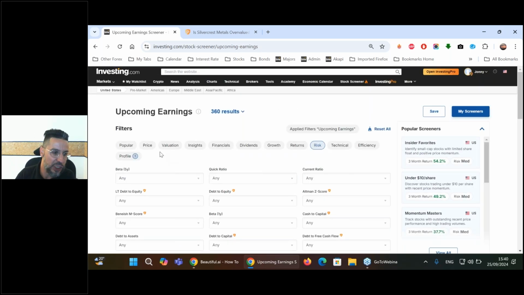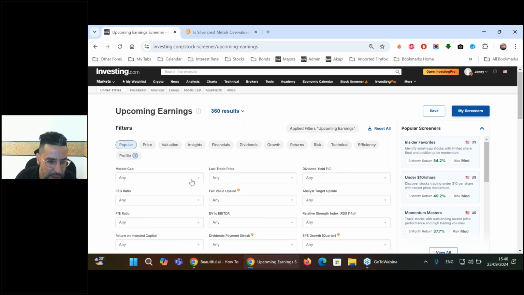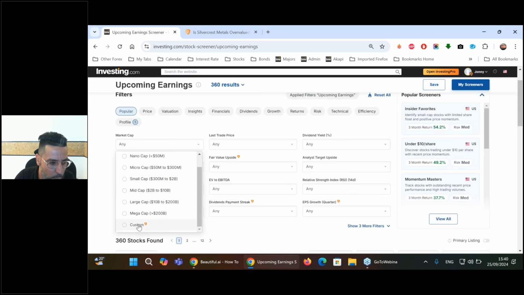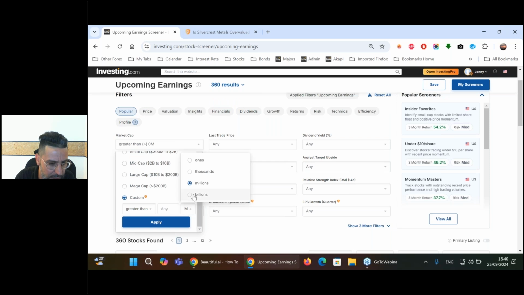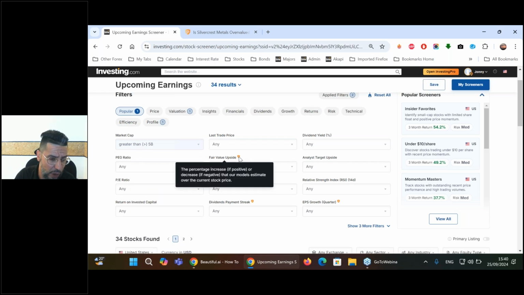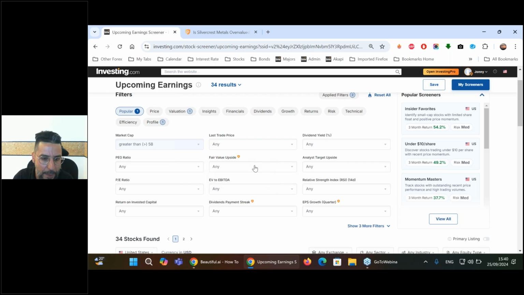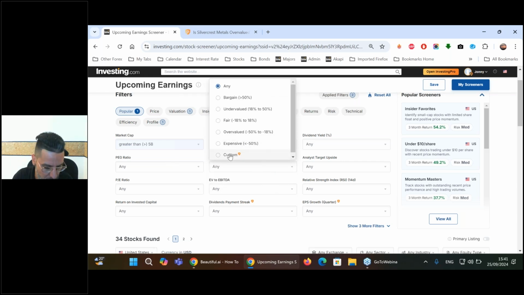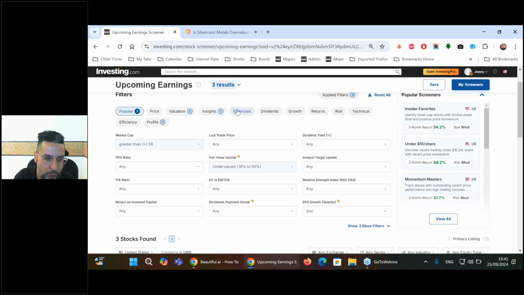360 results here initially. Let me try to narrow that down even a bit more. If I want to take a look at companies with a 5 billion market cap at least, in addition to fair value upside, the P right here shows that this is an Investing Pro feature. But sometimes it's just worth the money. Undervalued, 18 to 50% undervalued is a popular screener, and only 3 results pop up.